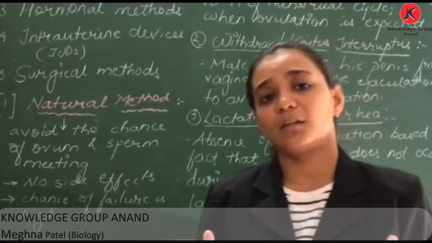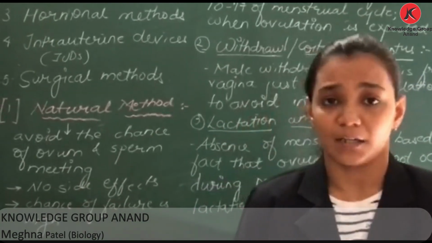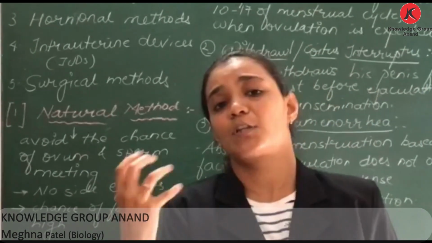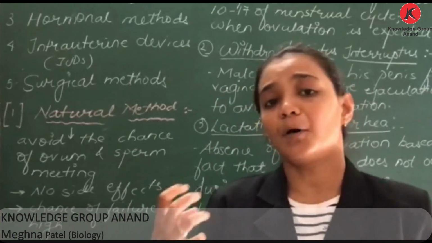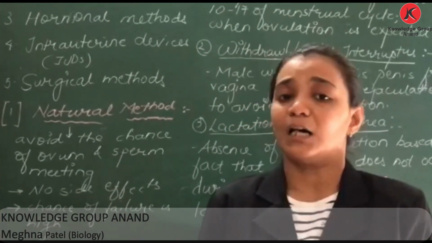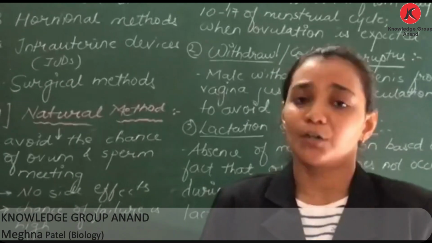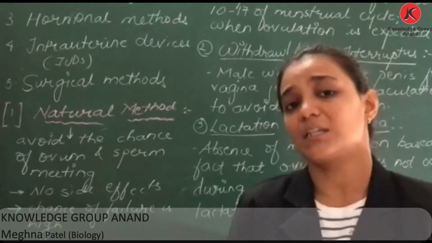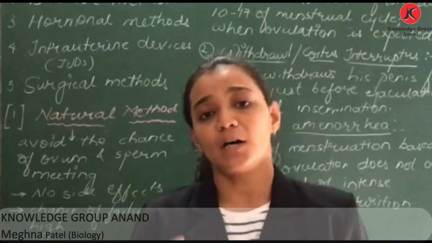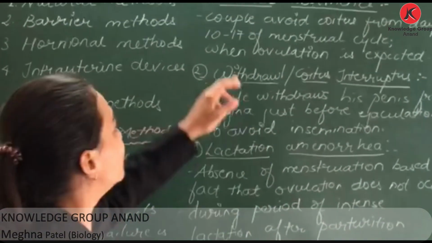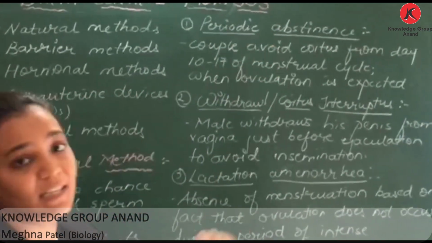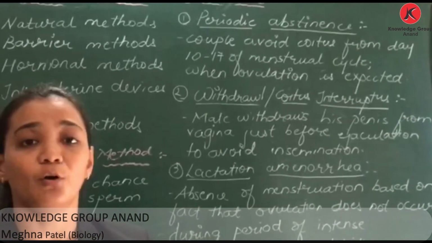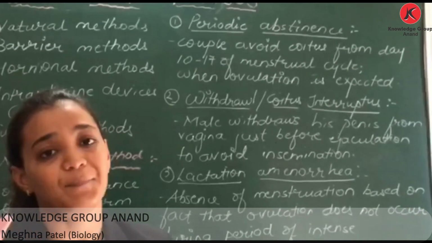The natural methods are those methods which are used for avoiding the meeting of the sperm with the ovum. So sperm and ovum will not be allowed to meet in this duration. What are these natural methods? We will study them in detail. The first natural method is known as periodic abstinence.